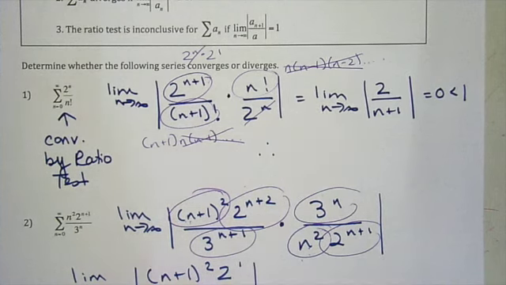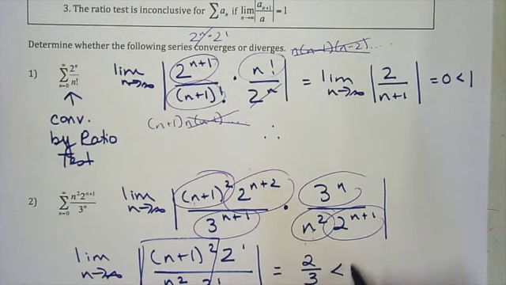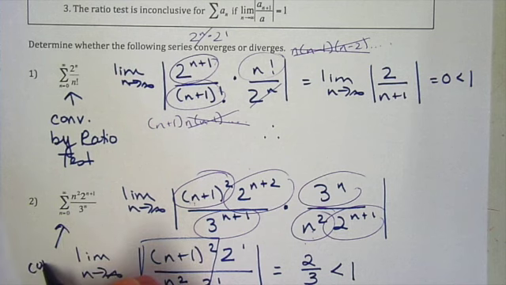Now when I take the limit though, what happens when we take the limit and the degrees are the same? We do the ratio of the lead coefficients. So this limit will be 1. I still have a 2/3, so this whole limit becomes 2/3, again, which is less than 1, so we're going to say it converges as well by the ratio test.